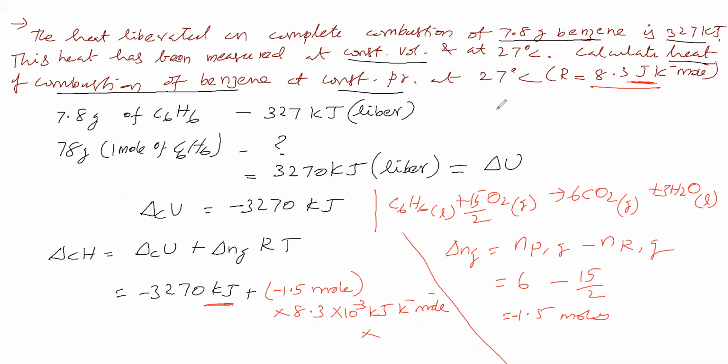Temperature is given as 27 degrees Celsius. Convert into Kelvin, therefore 300 Kelvin. So on simplification we are getting the enthalpy of combustion or heat of combustion, that is minus 3273.74 kilojoule. This is the heat of combustion. Now the symbol for this heat of combustion is delta CH. Why delta CH? Because they are asking the heat of combustion at constant pressure, enthalpy of combustion at constant pressure, therefore only.